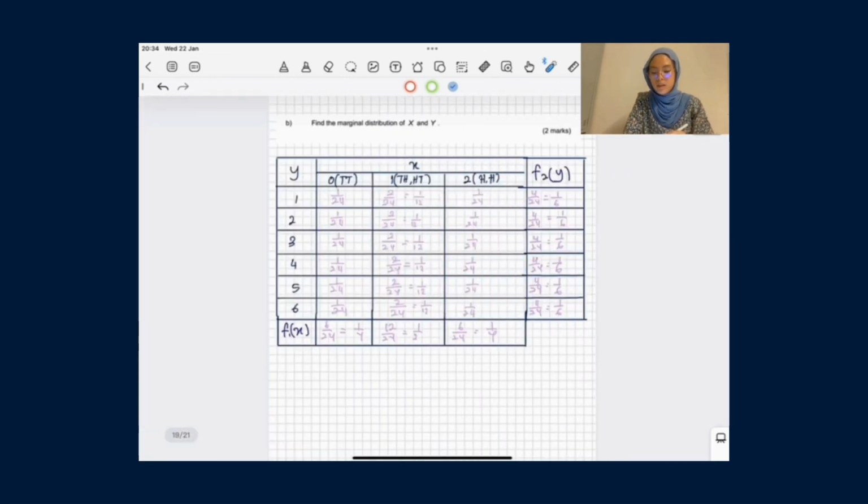For B, find the marginal distribution of X and Y. We just use the joint distribution but add another row and column. This represents the marginal distribution of X and Y. To get the marginal distribution, you just sum up the numbers. To get the marginal of X, you sum up these numbers and then you get 1 over 4. The marginal of this, you sum up these numbers and get this, and so on. For Y, it's also the same. To get the marginal of Y equals 1, you sum up these 3 and you get this. Sum up these, you get this. Sum up this, you get this. So you get the answers.